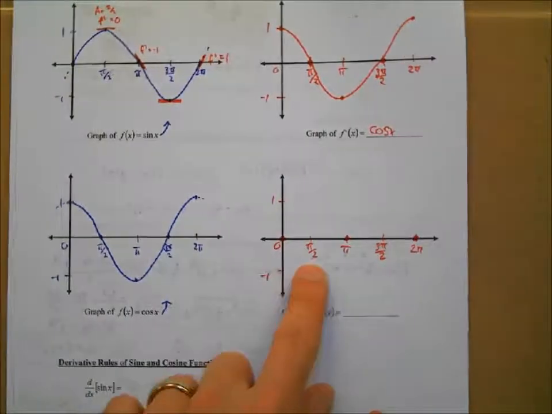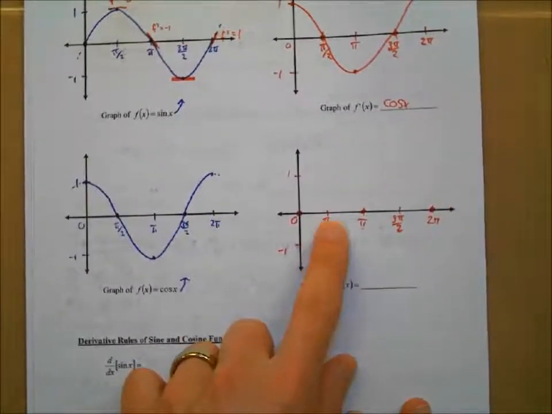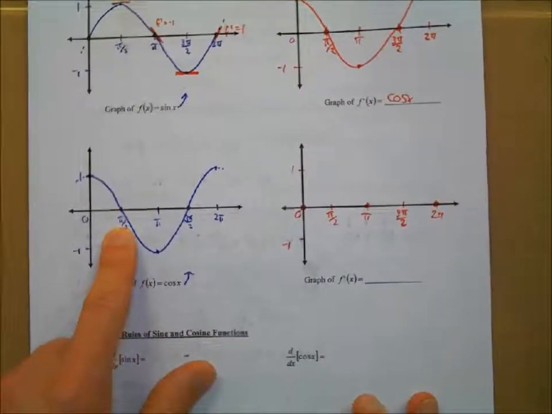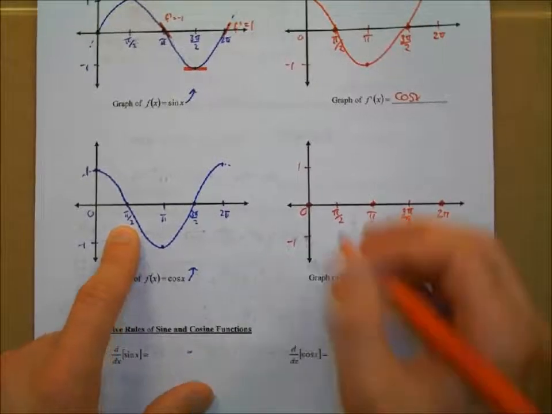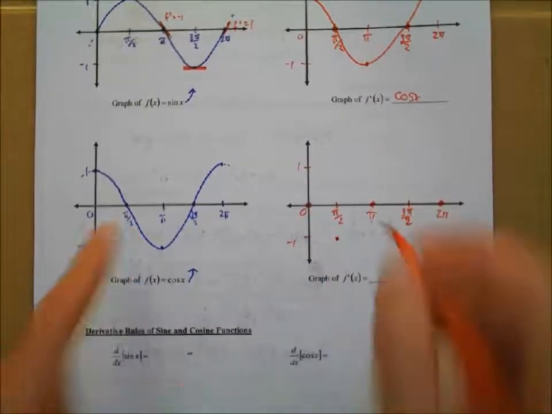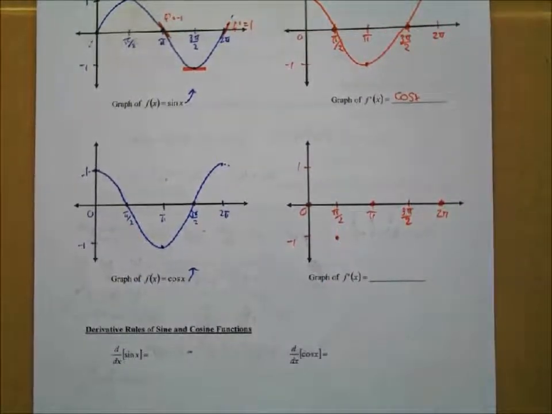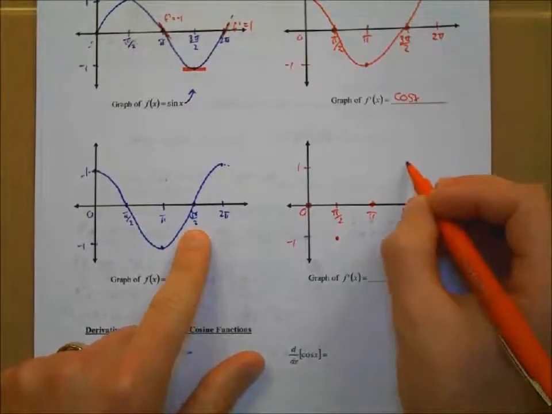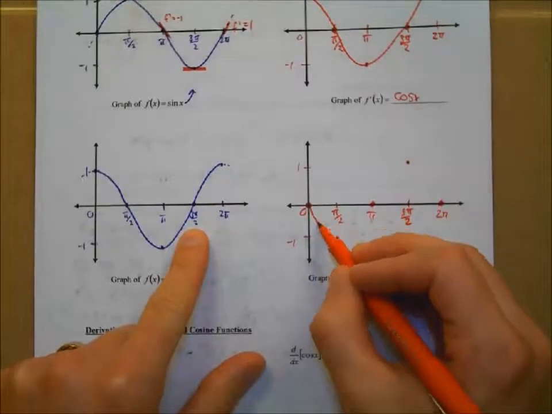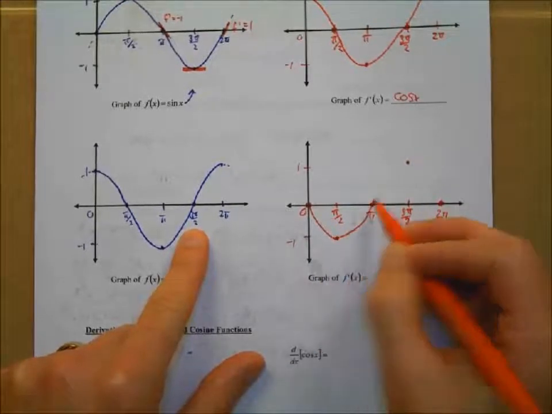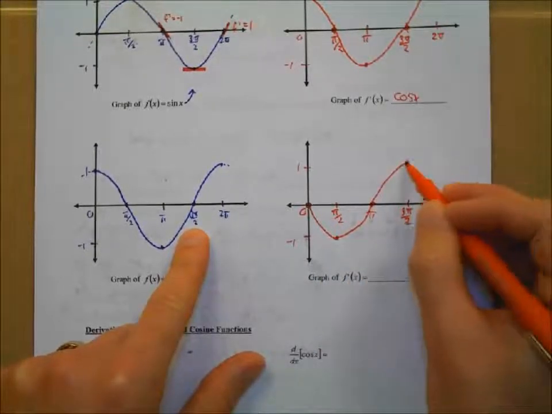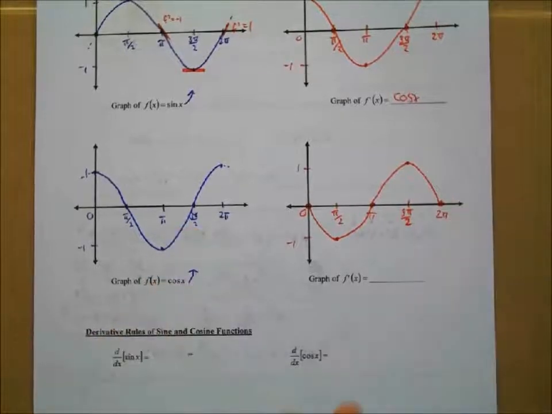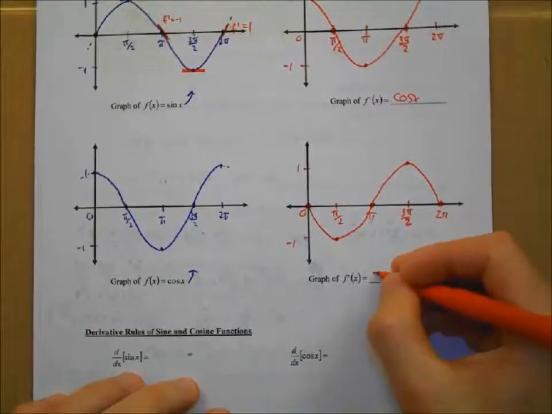Well, let's see. Pi over 2. What do you think the slope is at pi over 2? -1. Whoa, sine shouldn't go that way. What about 3 pi over 2? 1. Okay, let me connect the dots here. What is this a graph of? Negative sine of x.